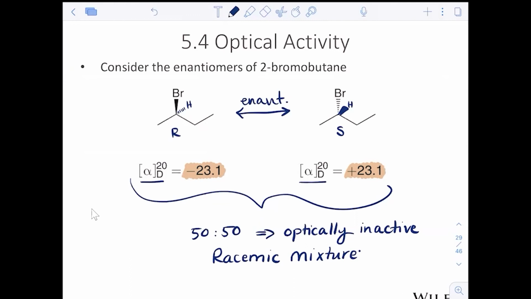What we can do, if we're trying to make this molecule and we're trying to see how much R and how much S we have, is use a polarimeter to quickly identify what the specific rotation was and compare it to the textbook specific rotation.